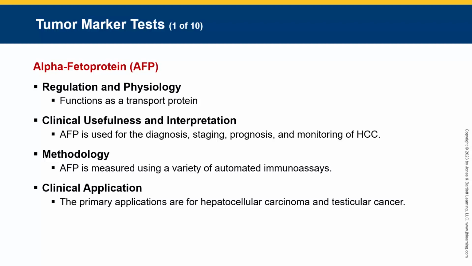AFP is used for the diagnosis, staging, prognosis, and monitoring of hepatocellular carcinoma, so liver cancer. AFP is measured using a variety of automated immunoassays, and the primary applications are for hepatocellular carcinoma and testicular cancer.